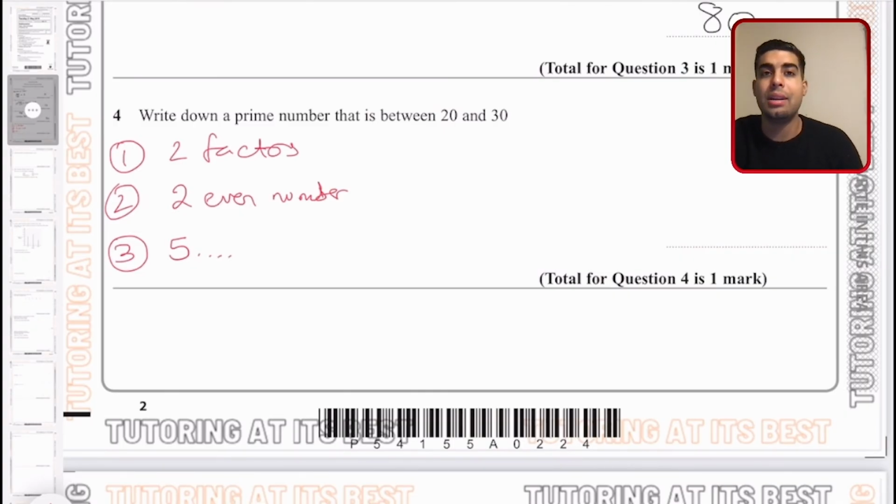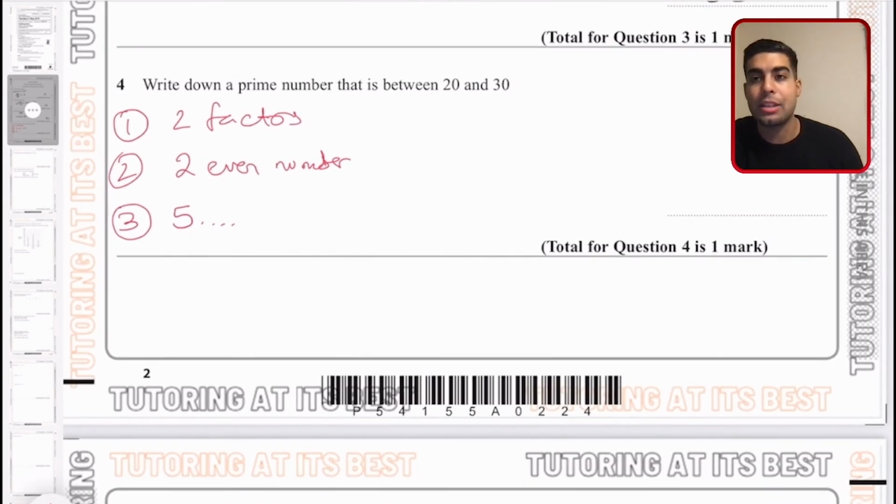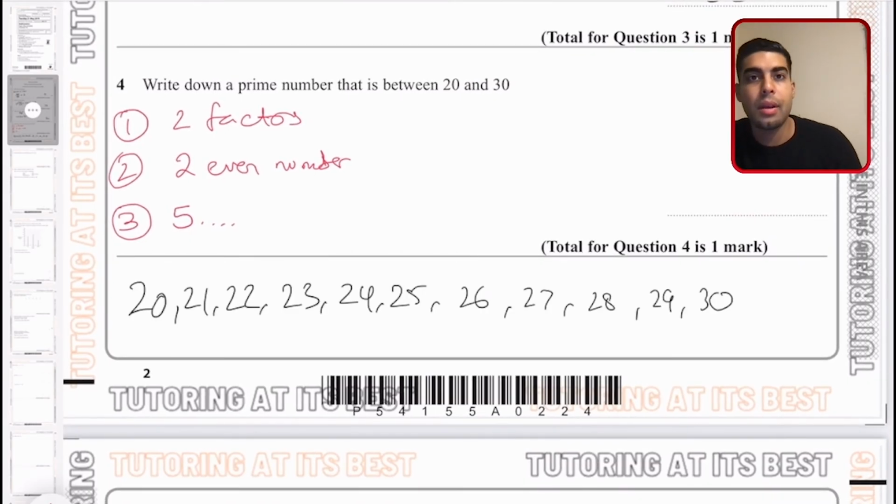So now we need to go ahead and write down all of the numbers between 20 and 30, and let's eliminate them as we go on. Okay, I've now written down all of the numbers from 20 to 30, and let's go ahead and follow the 3 rules to see which number gets eliminated.